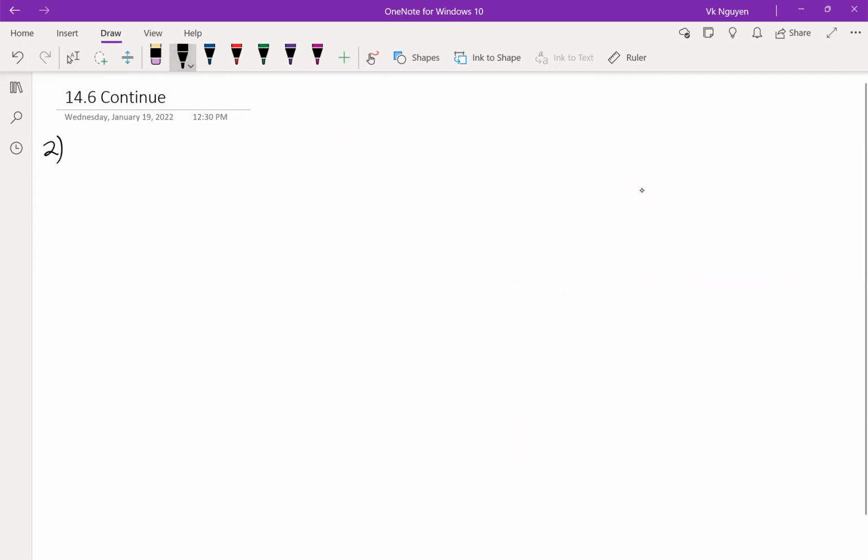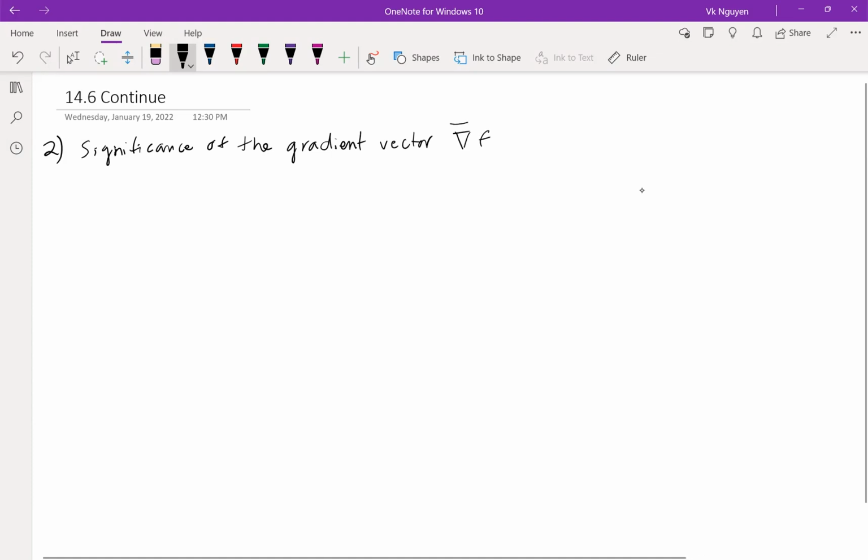2. The significance of the gradient vector. This is the gradient vector. I'll put an arrow here so that it looks like a vector. Sometimes it does not look like the arrow, but okay.